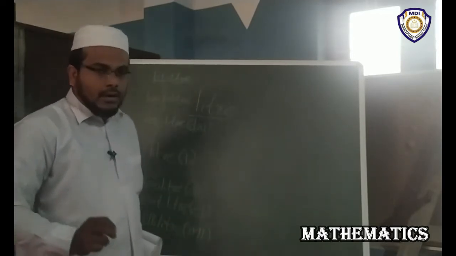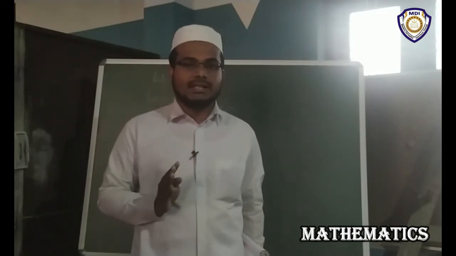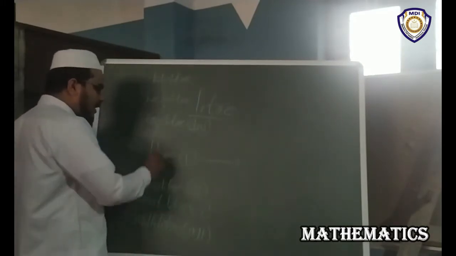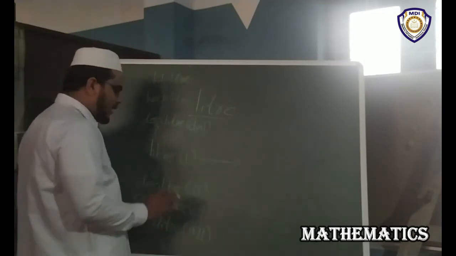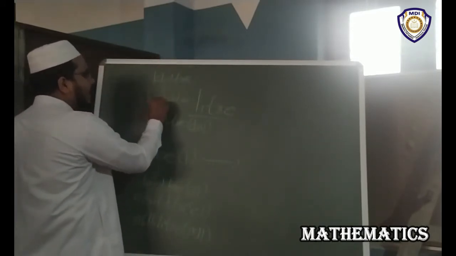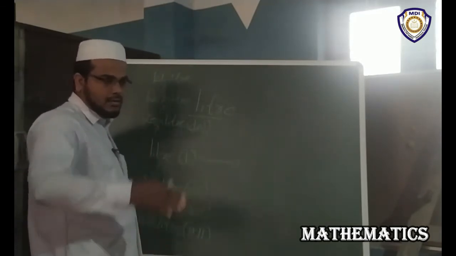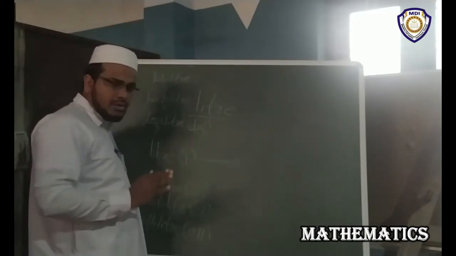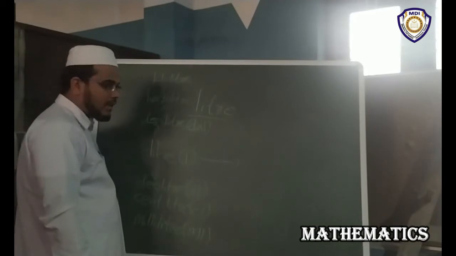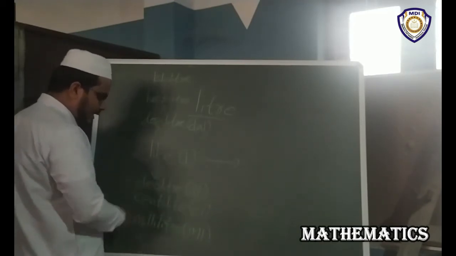Listen here. Now we are discussing the measurement of capacity. The basic unit of capacity is liter, l. If it is larger, then decaliter, hectoliter, and at last kiloliter. As we studied in meter and gram, for the largest measurement of gram we use kilogram. Likewise, here we use kiloliter, after that hectoliter, then decaliter. If it is smaller than the liter, then deciliter, centiliter, milliliter.